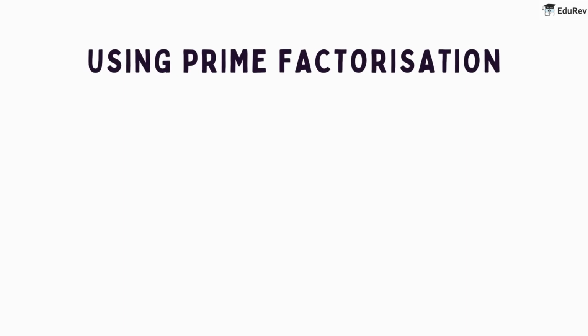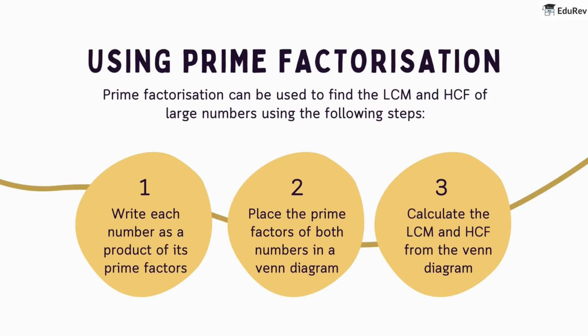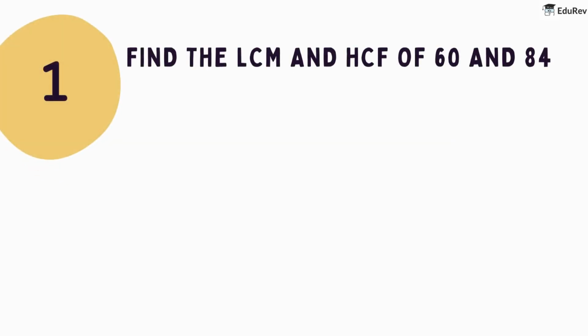Now, let's learn how to use prime factorization to find LCM and HCF. LCM and HCF of large numbers can be found using prime factorization by the following steps. 1. Write each number as a product of its prime factors. 2. Place the prime factors of both numbers in a Venn diagram. 3. Calculate the LCM and HCF from the Venn diagram. Let's practice with an example. We'll find the LCM and HCF of 60 and 84.